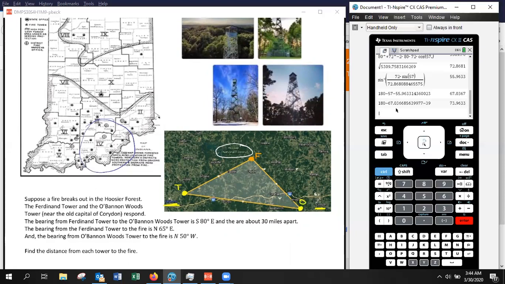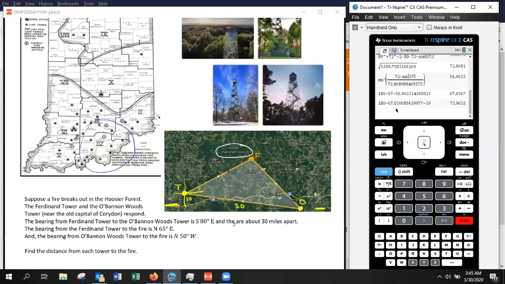Now, the bearing from the Ferdinand Tower to the O'Bannon Woods Tower is 80 degrees east of south. So what I'm looking at is this, and this is 80 degrees right here. And they are about 30 miles apart. So that is 30 right here.